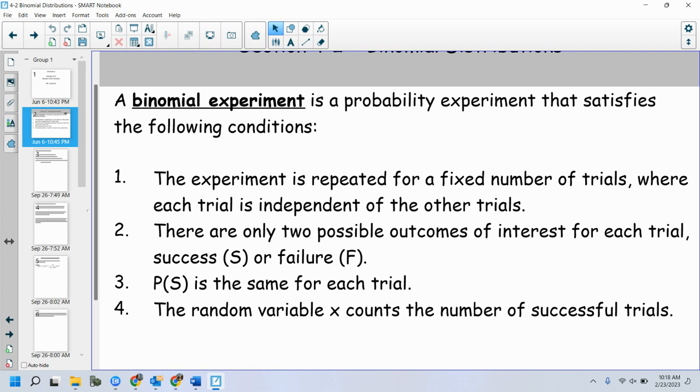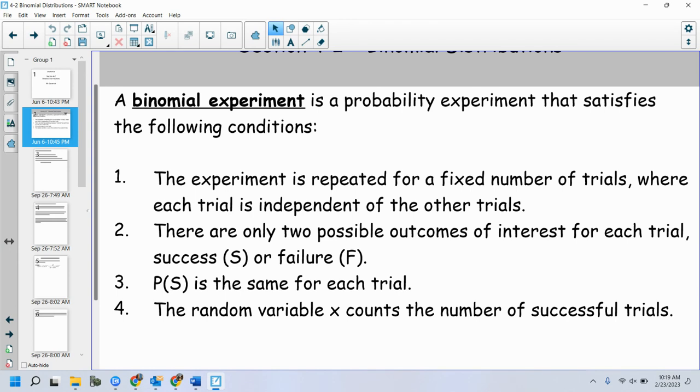Second thing, and this is where it gets its name: there are only 2 possible outcomes. Either you get a success or you get a failure. And it's important to define what the success and failure actually is, based on your scenario.